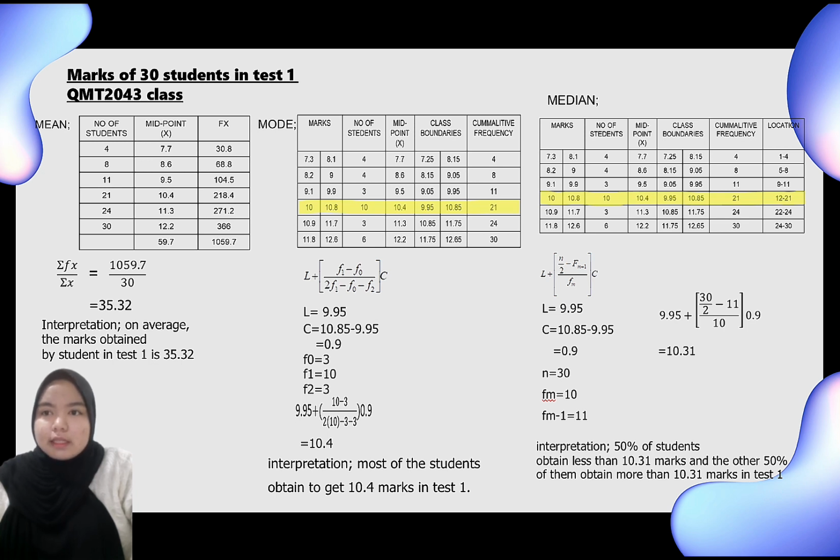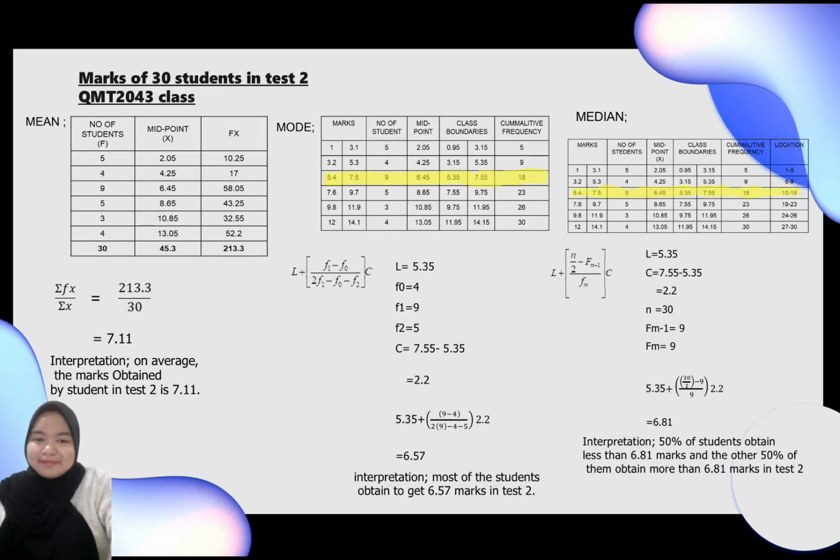N is 30, Fm is 10, Fm minus 1 is 11. So we put the numbers inside the formula and we got 10.31. The interpretation is 50% of students obtain less than 10.31 marks and the other 50% of them obtain more than 10.31 marks in Test 1.